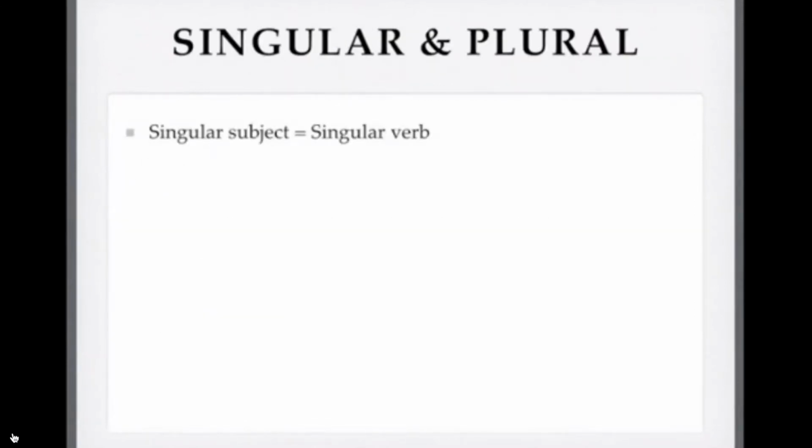A singular subject needs to have a singular verb. They have to match. Nathan speaks to the students. Nathan is the subject, speaks is the verb. Nathan is singular, therefore speaks is also singular.